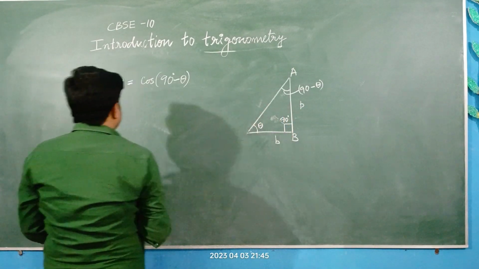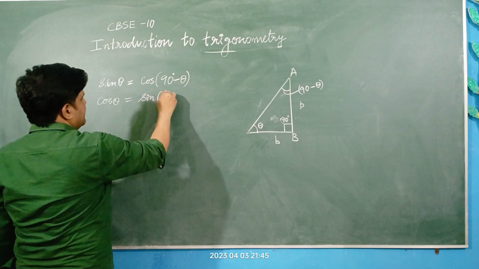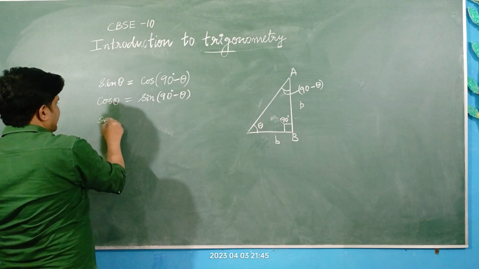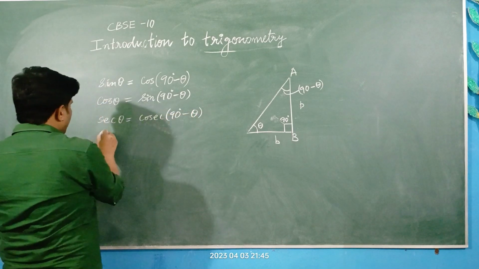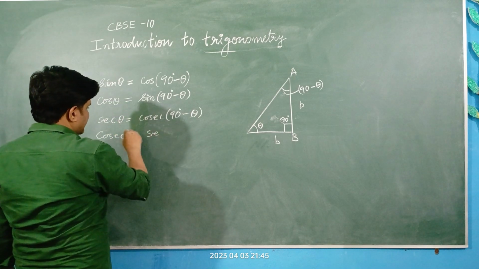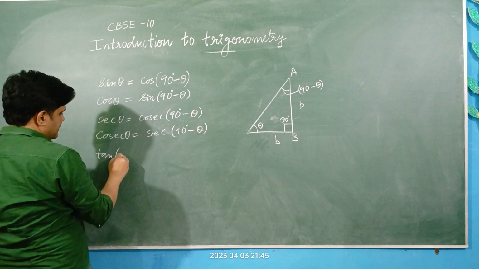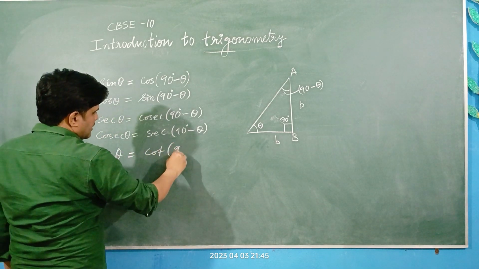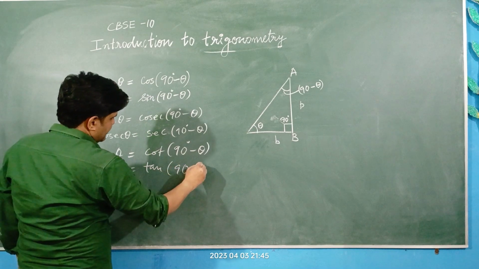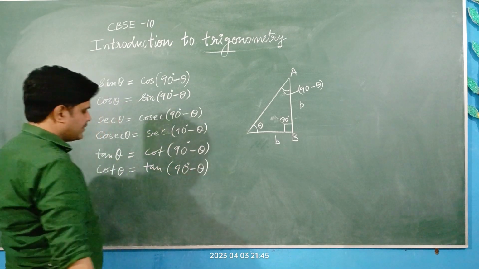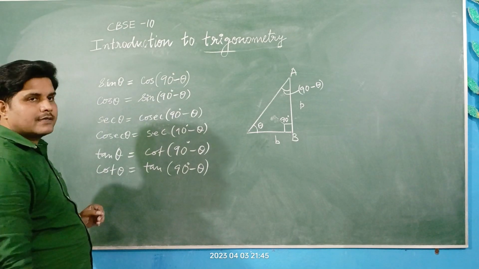Likewise, cos theta is sine 90 minus theta. We have sec and cosec in relation. So sec theta is cosec 90 minus theta, and cosec theta we can write as sec 90 minus theta. With tan and cot, we have tan theta is cot 90 minus theta, and we have cot theta as tan 90 minus theta. So these are the complementary trigonometric relations that we have in case of these defined trigonometrical ratios.